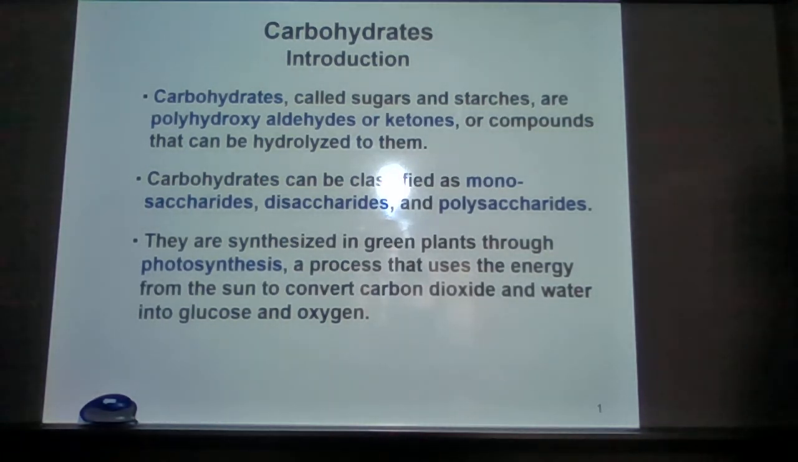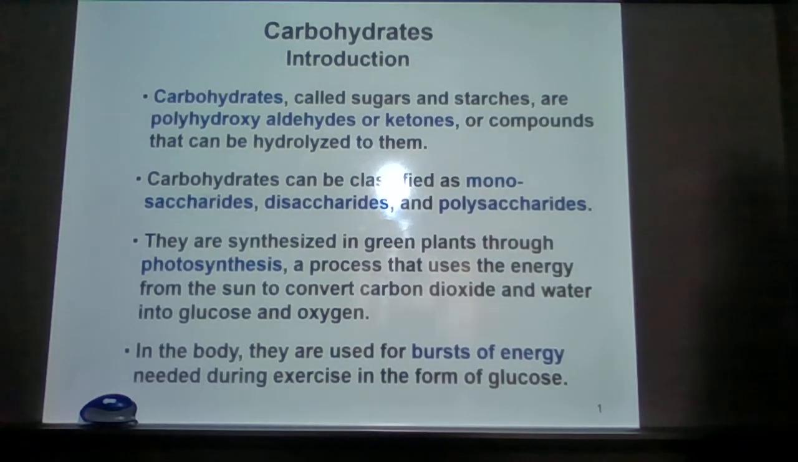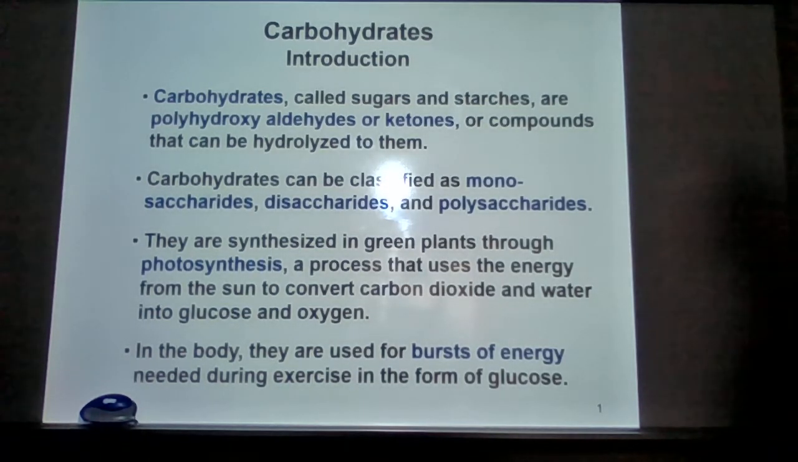Most of the time, these mono, di, and polysaccharides are made in green plants through the process of photosynthesis. This is the process that uses the energy from the sun to convert carbon dioxide and water into glucose and oxygen. In the body, these carbohydrates are used for energy needed during exercise in the form of glucose, which is the fundamental energy source in the human body.